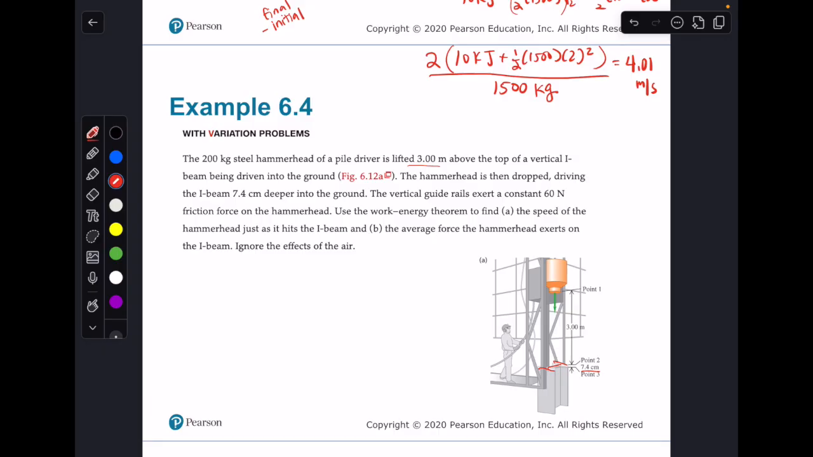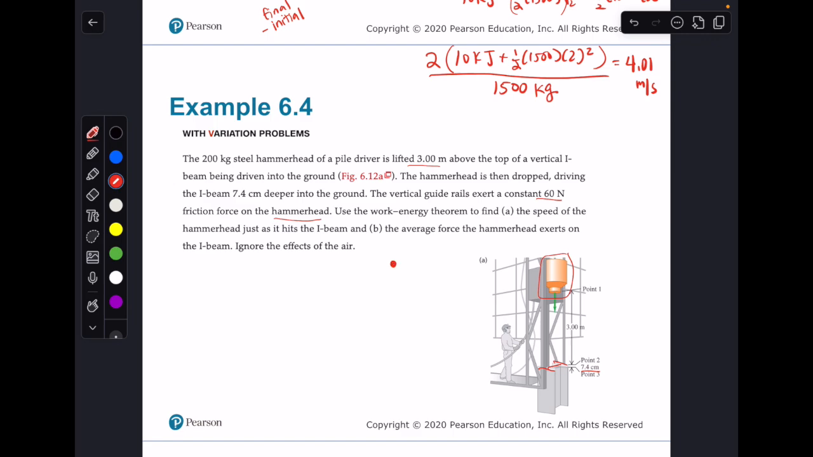The vertical guide rails exert a constant 60 newtons of friction force on the hammerhead. Okay, so this force of 60 newtons is acting on the hammerhead. Use the work energy theorem to find the speed of the hammerhead just as it hits the I-beam and the average force that the hammerhead exerts on the I-beam. Ignore any effects of air, such as air resistance. So in the picture, the object is gold, right? So we're going to be drawing a free body diagram on this hammerhead.